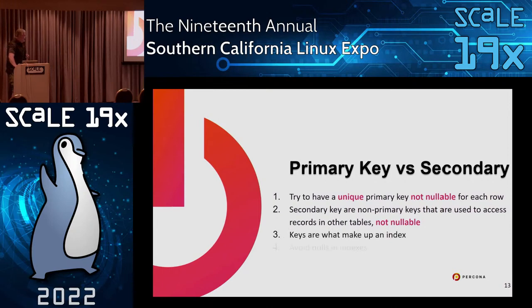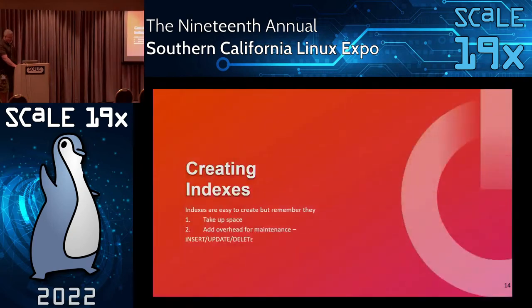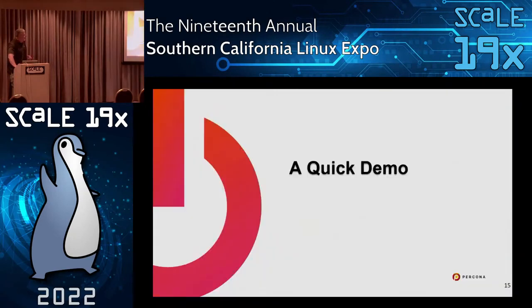Keys are what make up an index. And big hint is avoid nulls in indexes. And please do not use GUIDs as primary keys. We'll talk about why later. They might make an okay secondary index. So creating indexes is very easy. Now, whenever you create an index, remember they take up space in memory and on disk, and they add overhead. So every time you do an insert, update, or delete, that index needs to be maintained.